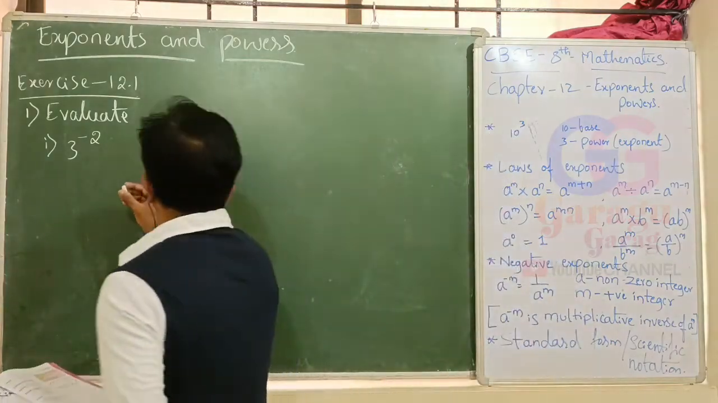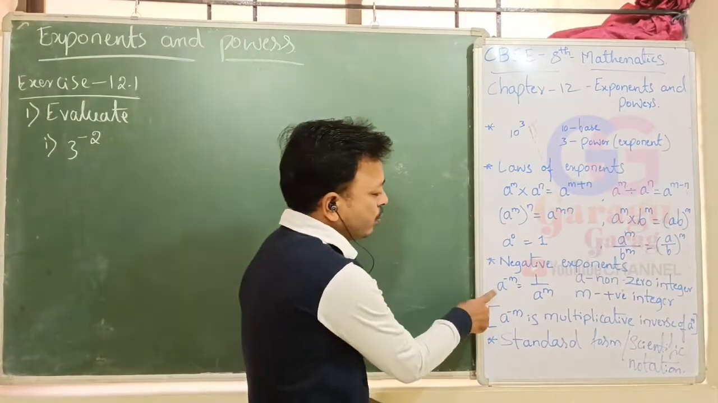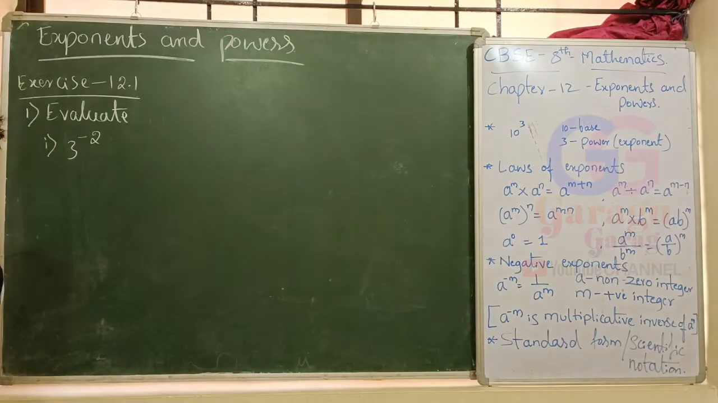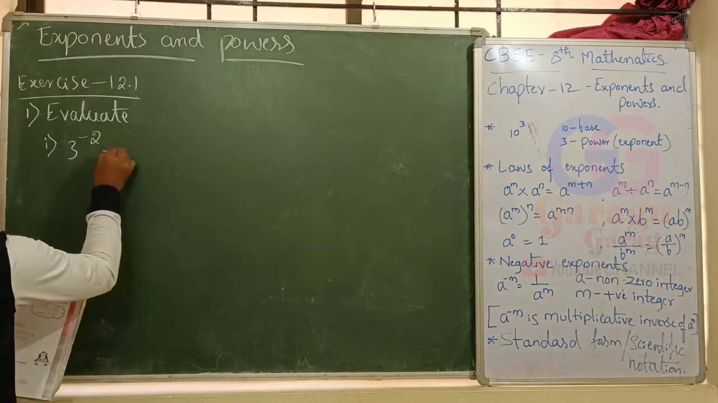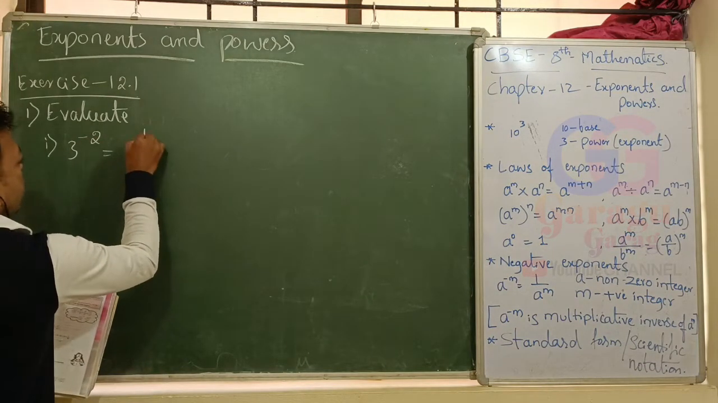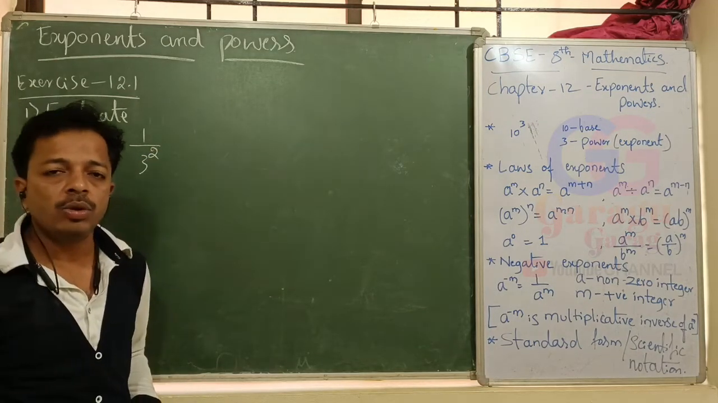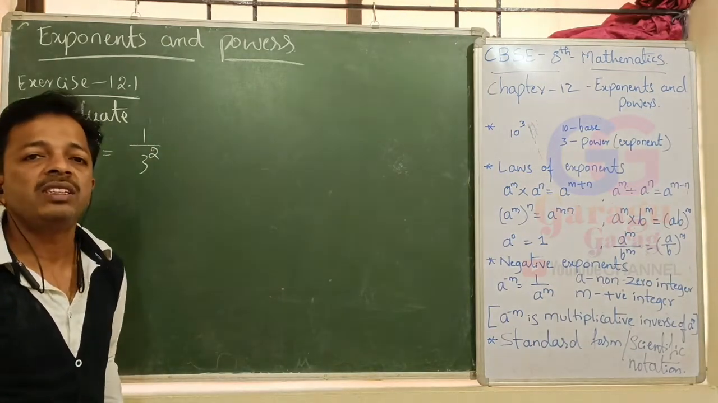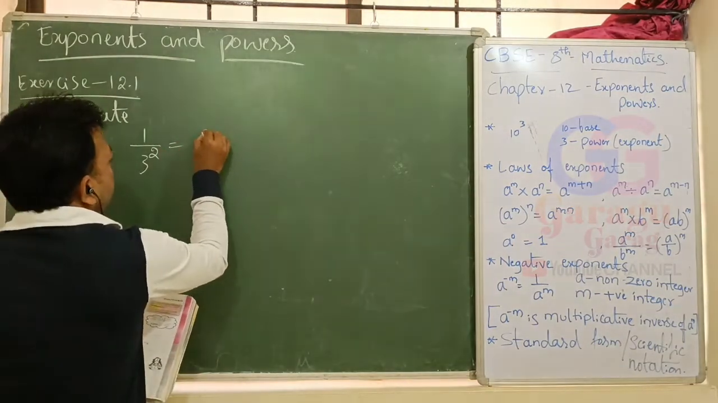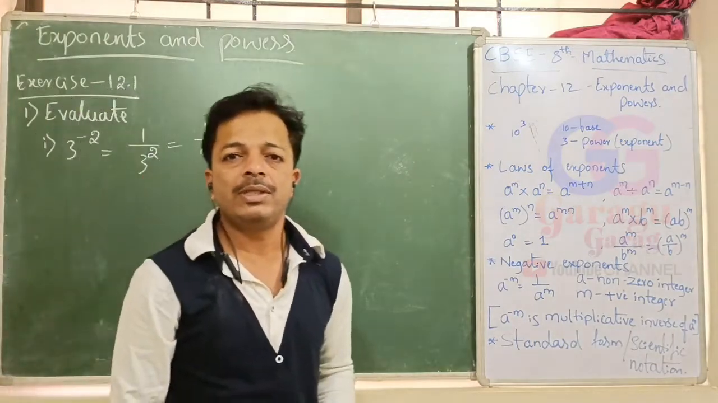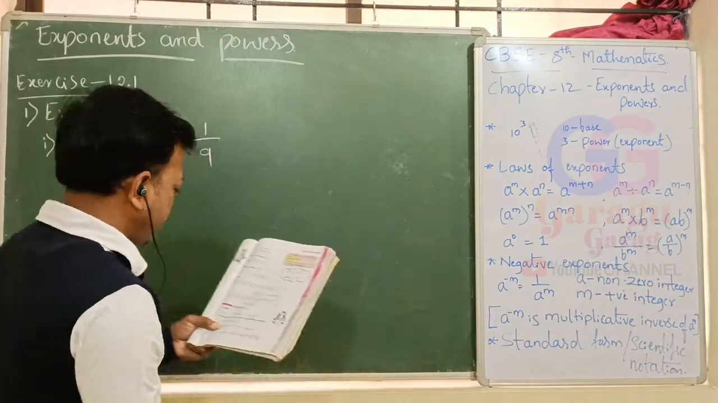We already know the rule: a raised to minus m equals 1 divided by a raised to m. That rule you have to apply here. 3 raised to minus 2 is written as 1 divided by 3 raised to 2, which means 1 divided by 3 square. What is the value of 1 divided by 3 square? That is 1 by 9. This is the evaluation. Okay. Next one.